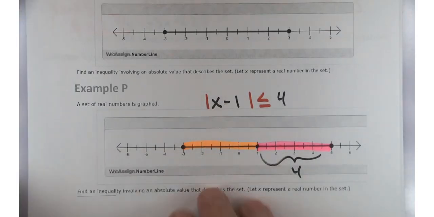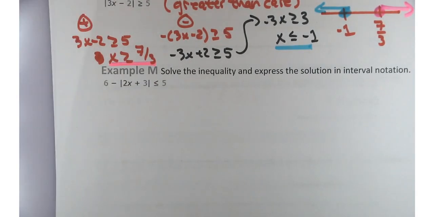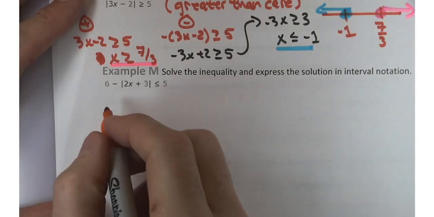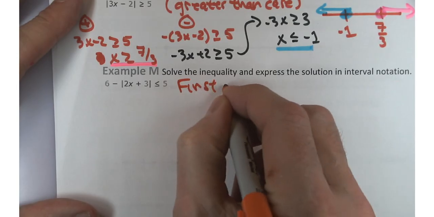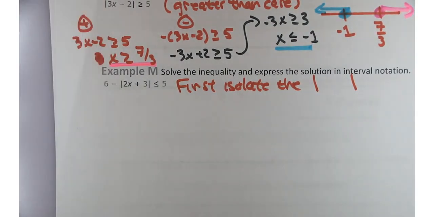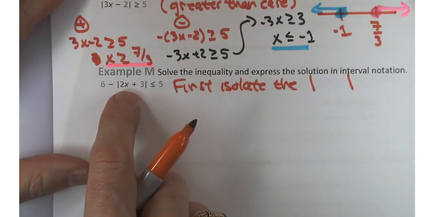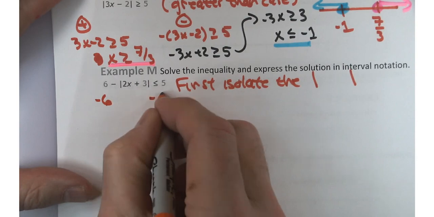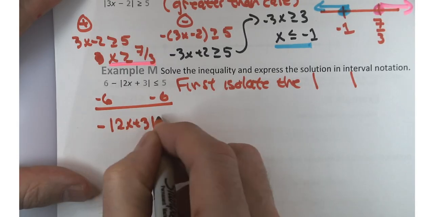All right, last word on this section. When you do a problem like M here, and I'm hoping that we get you a chance to do this today, you first have to isolate the absolute value. That's your first goal. You have to get the absolute value by itself before you start doing any plus and minus cases or repeating the inequality. So what do I have to do to get this by itself? All right. Let's subtract 6. I get negative the absolute value of 2x plus 3 is less than or equal to negative 1.